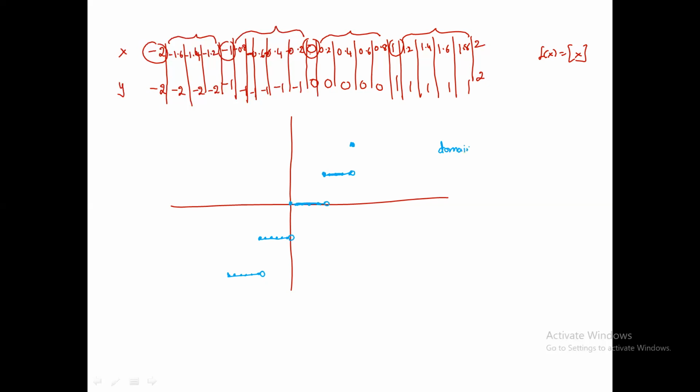So if you see the domain, the graph is going on the left side and the right side up to infinity. So the domain is any real numbers. For x, you can take any real number. But if you see the range, you will have only integers, Z.